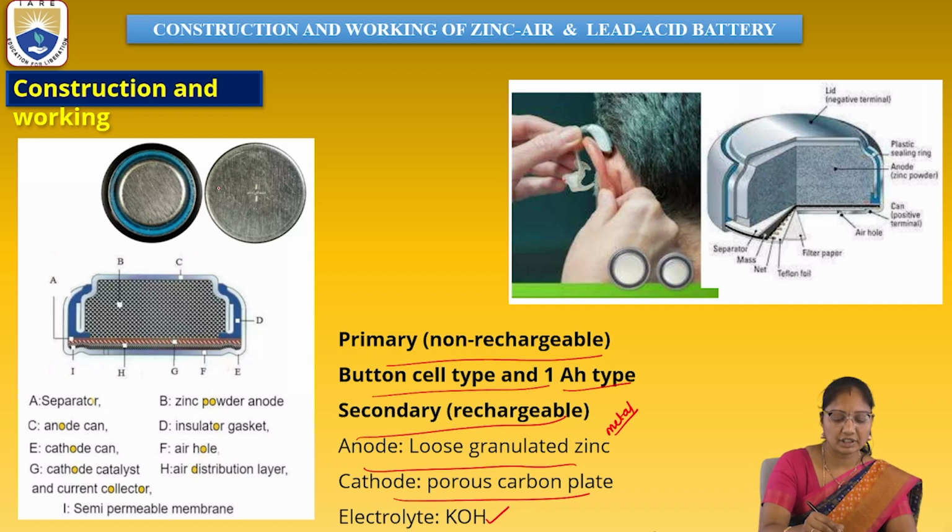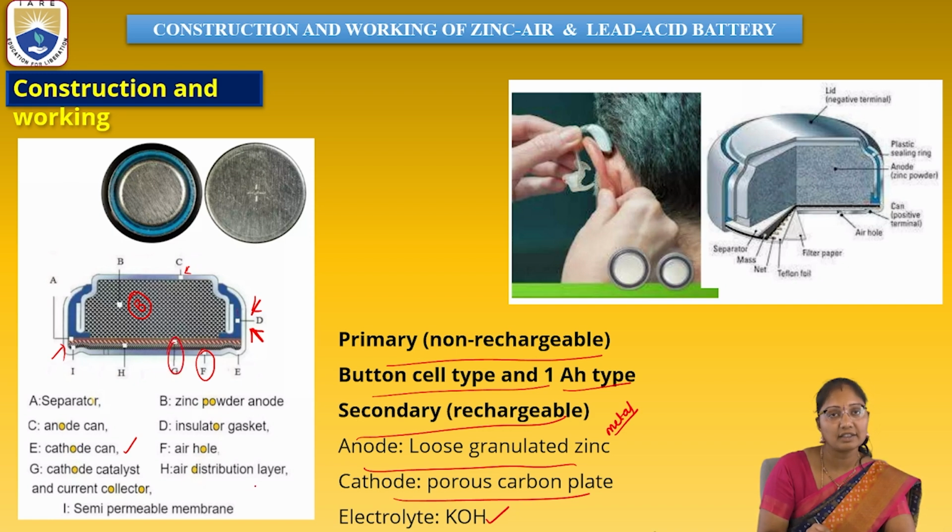Here this is the zinc battery. A is the separator, which is nothing but the membrane, and B is the zinc powder anode, the granulated porous zinc powder. C is the anode can, and D is the insulator gasket, the blue one here. E is the cathode can and F is the air hole, which provides the oxygen supply. G is the cathode catalyst.